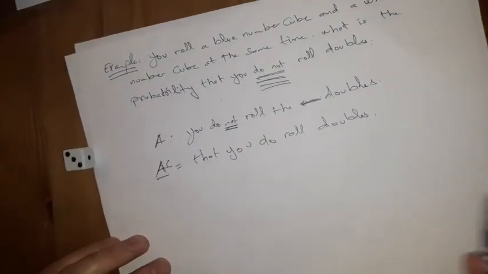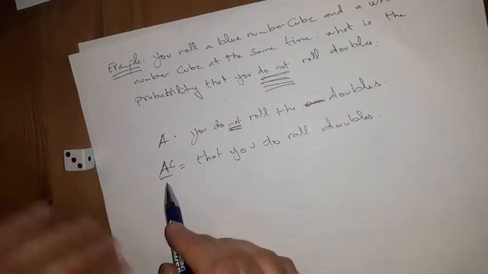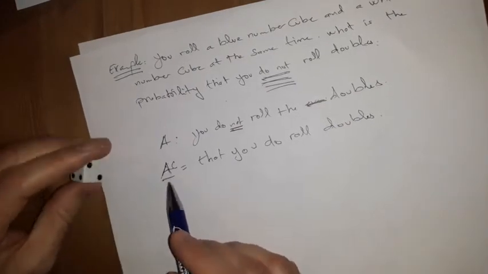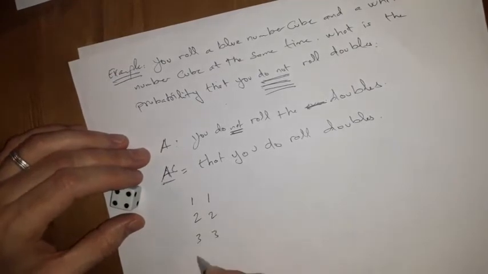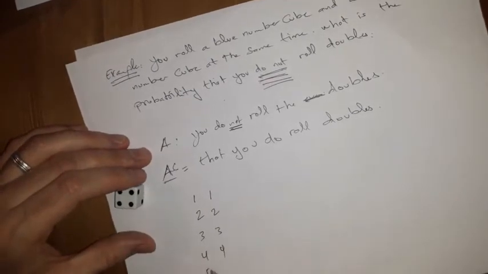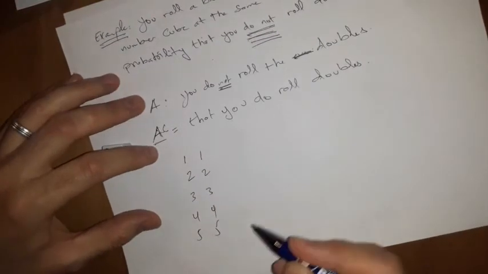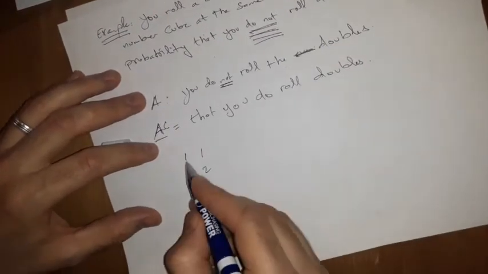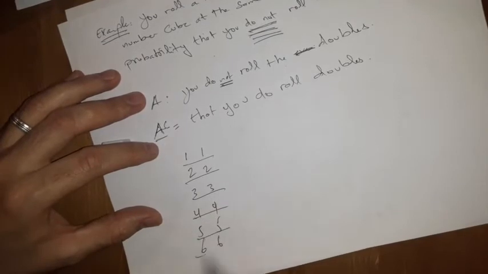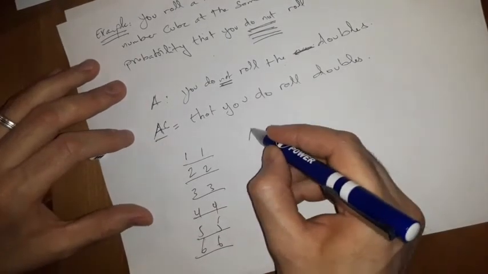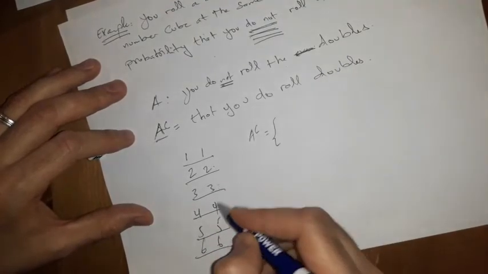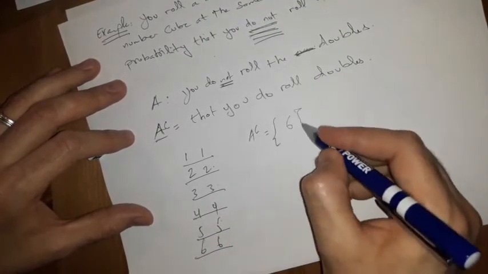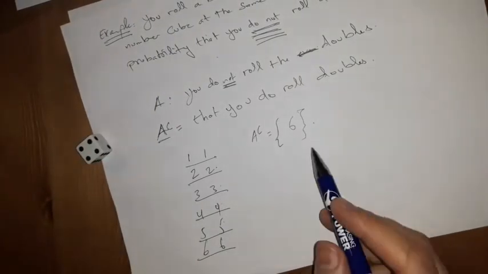So let's check right here. We can do it straight: 1 and 1, 2 and 2, 3 and 3, 4 and 4, 5 and 5, and 6 and 6, right? So how many elements so far? If I want to say how many elements in C, right here is 1, 2, 3, 4, 5, 6. So 6 elements. Is that right?